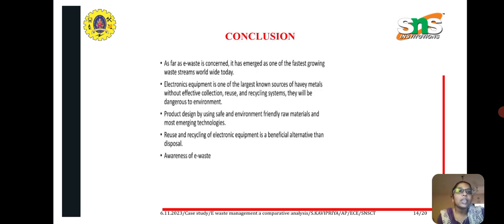I conclude that e-waste has emerged as one of the fastest growing waste streams worldwide. Electronic equipment is one of the largest known sources of metals. Without an effective collection, reuse and recycling system, it will be dangerous to the environment. Products should be designed using safe and environmentally friendly raw materials, and using emerging technologies. Reuse and recycling of electronic equipment is an alternative to the disposal of electronic equipment. And finally, the most important thing is that people should have awareness of this e-waste.